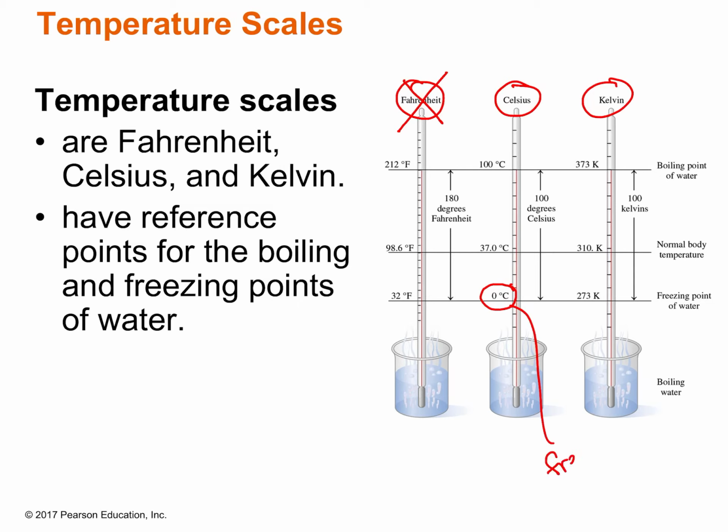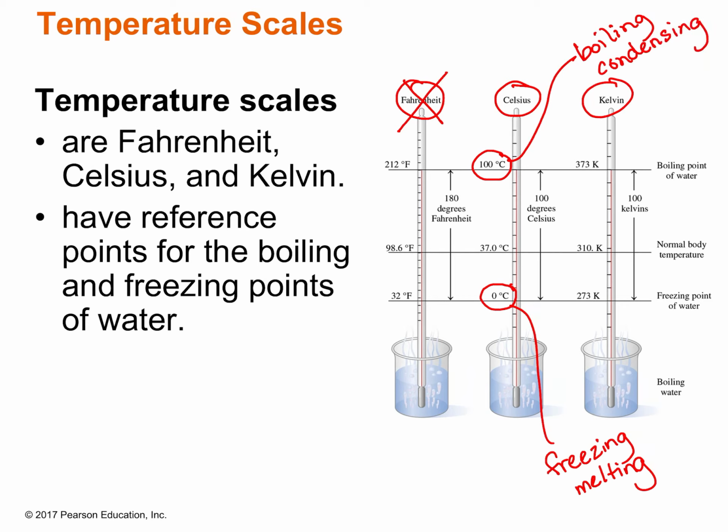0 degrees Celsius is the freezing point, or the melting point for water. They're the same thing. And 100 degrees Celsius is the boiling point or condensing point for water. So the Celsius scale is completely based on water. 0 is freezing and melting, 100 is boiling and condensing, and then it's just kind of spaced out between there.